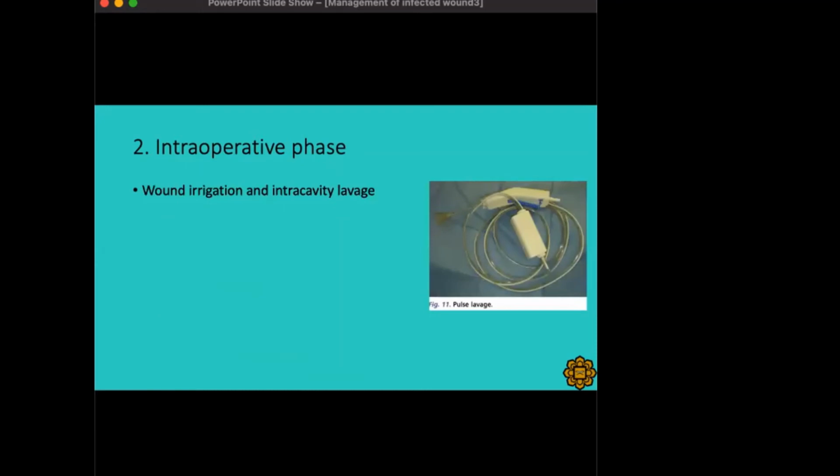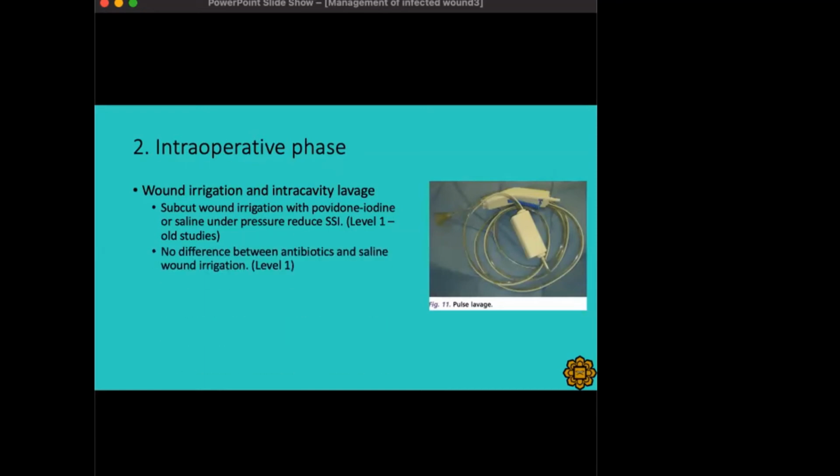Wound irrigation and intercavity lavage. Subcut wound irrigation with povidone or saline under pressure reduces SSI. Okay. No difference between antibiotics and saline wound irrigation, so you can use either. And no difference between antibiotic and saline intercavity lavage except one small study. So again, no difference. So might as well use normal saline.